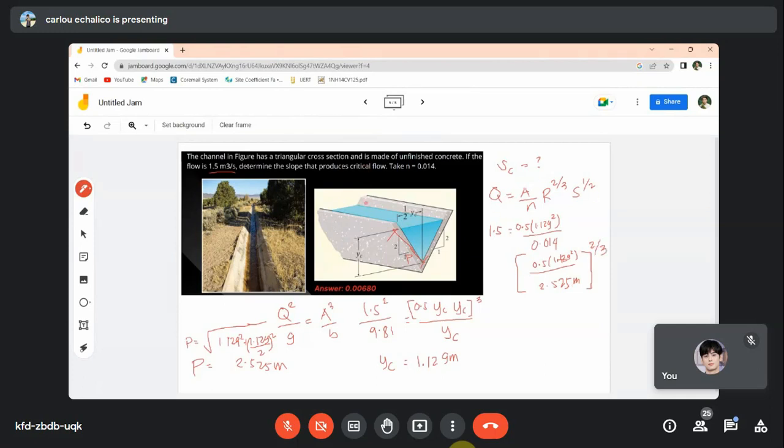Atong S, wala na kabalo. S raised to 1/2. Okay? So, i-shift solve ninyo ni, makuha nyo si S. Kabalo man ta na, ang S is usually mga 0.001. So, bago mag-shift solve, assume nyo sa X is mga 0.001. Pwede na po, para mas dali. I-calculate. So, in this case, ang atong S is 0.0068. Critical slope na siya, kay critical depth na itong i-consider. Okay? This is our slope.